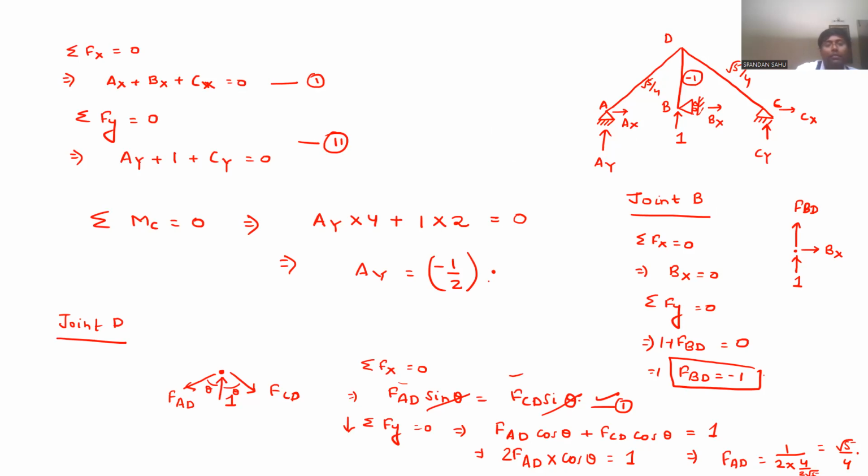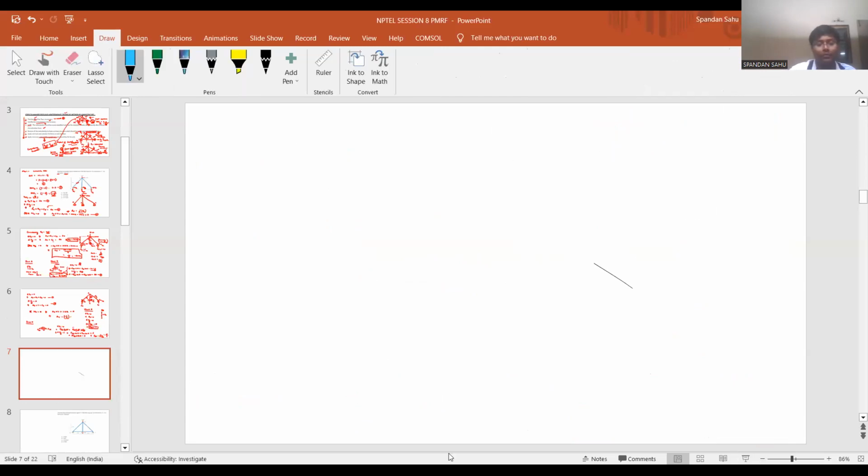Now you draw a table: member, their lengths, their axial rigidity, LAE, and that P force system what I was talking of, and that K force system. P system is due to external loads on the primary structure. K system is due to, after removing all those external loads, applying that unit load at that given position. Those member forces will be termed as the K system.